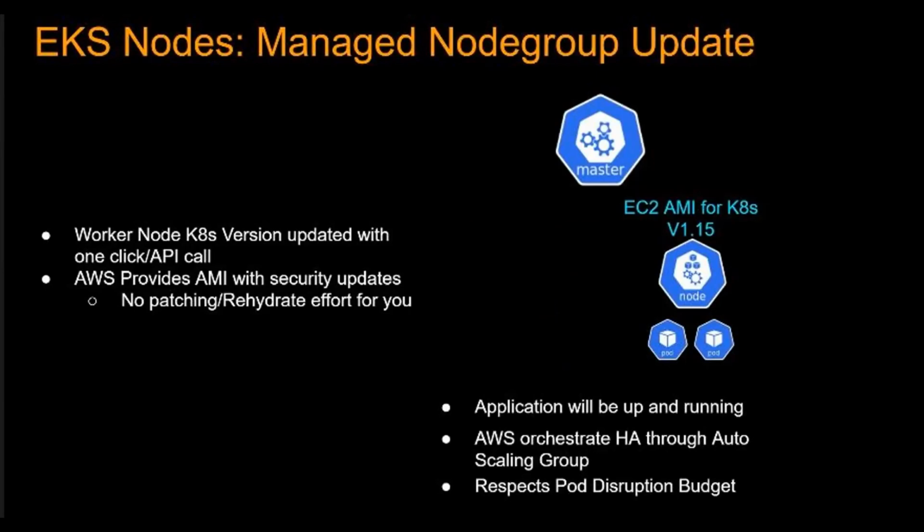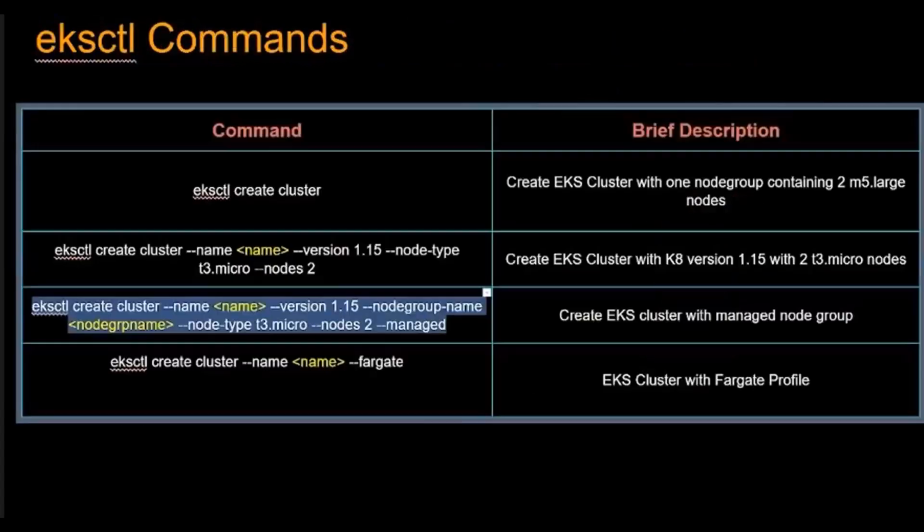AWS is orchestrating the high availability through the scaling group, and it respects the pod disruption budget. In other words, removing the pods, the containers, and again bringing up the pods and the containers is automatically handled, and we are not really incurring a lot of cost. That is something to be kept in mind. So that is an advantage. So again, there is the version 1.15. That is what we are trying to do.